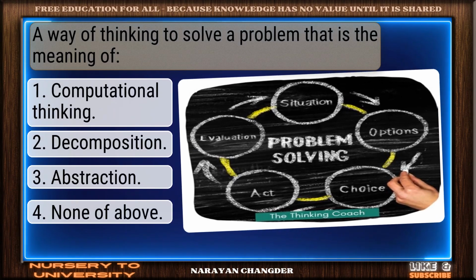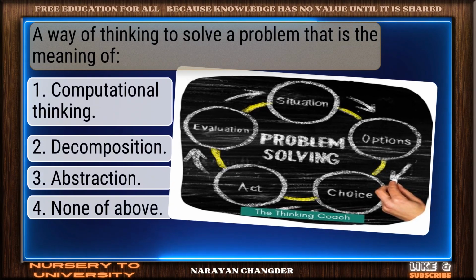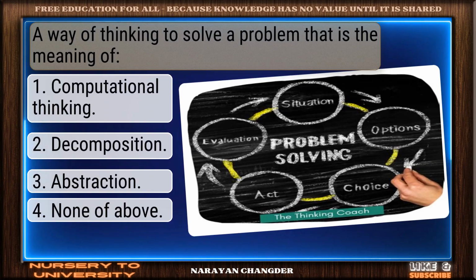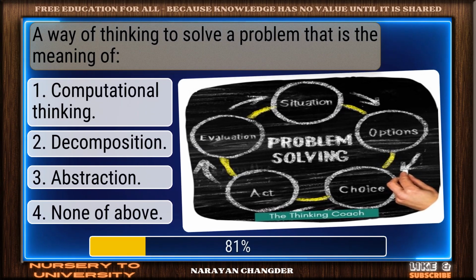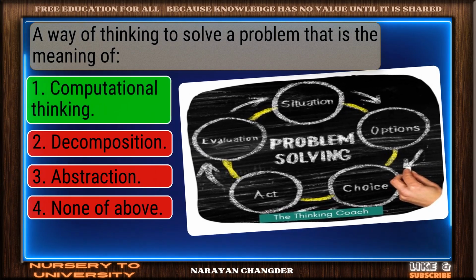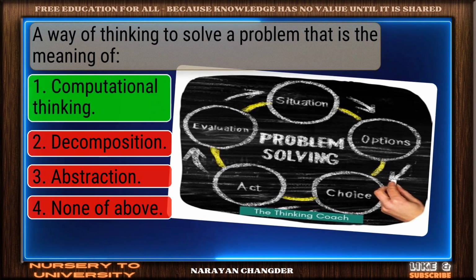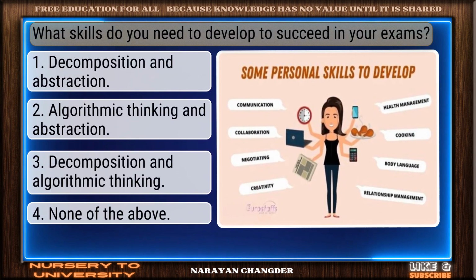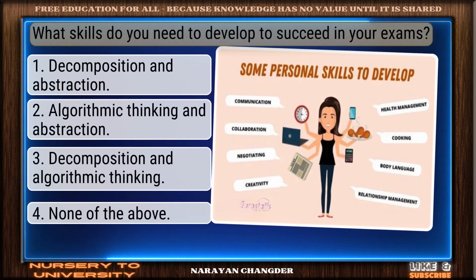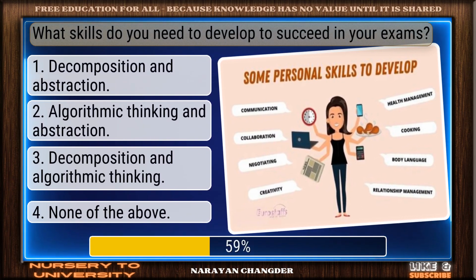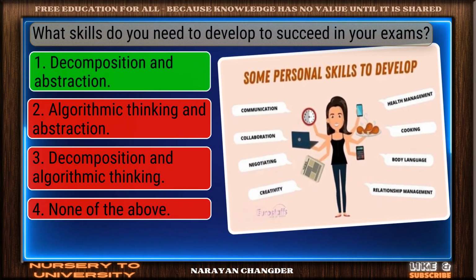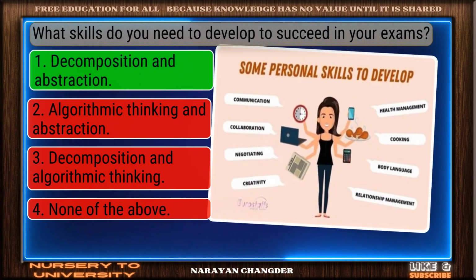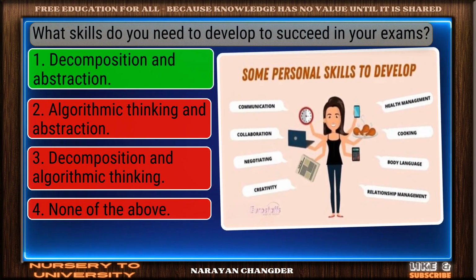Question number 21. A way of thinking to solve a problem. That is the meaning of. Good job. Your answer, computational thinking, works well here. Question number 22. What skills do you need to develop to succeed in your exams? Right again. Decomposition and abstraction is a valid answer.